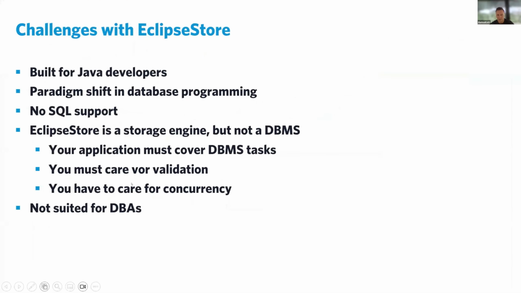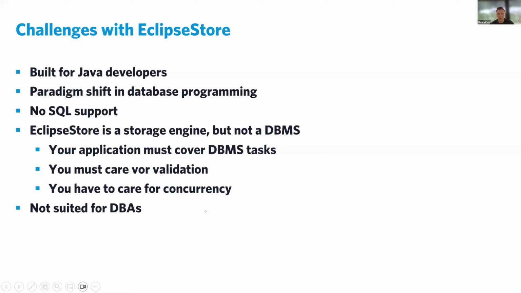Challenges with EclipseStore. This is also important. Yeah, so the biggest challenge actually is EclipseStore is not a database server anymore. There is no more database server. Everything is executed in memory. It runs within your Java JVM process. So you have to search and query always in memory. There are no more classic selects hitting a database. There's no more cache in between. So this is a paradigm shift in database programming.